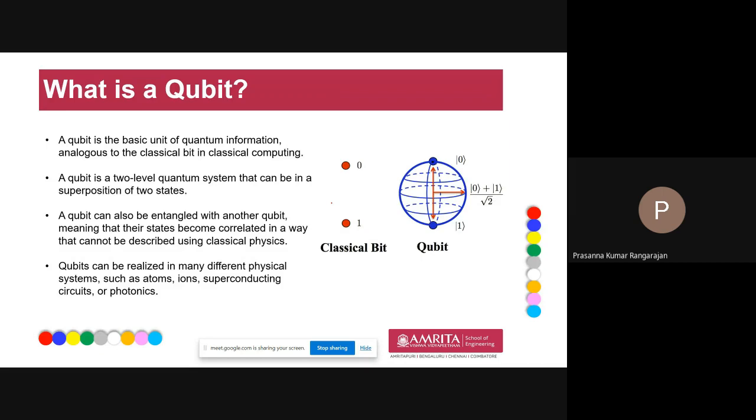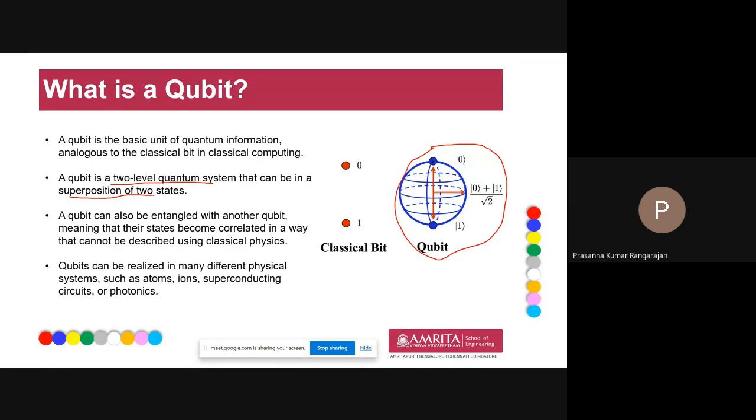So this qubit is actually the basic unit of quantum information. Okay, so here you can see the diagrammatic representation. I'll just explain what it means. So it is a two-level quantum system. That's very important. So these two levels can be superimposed, or we have a superimposition of these two states.